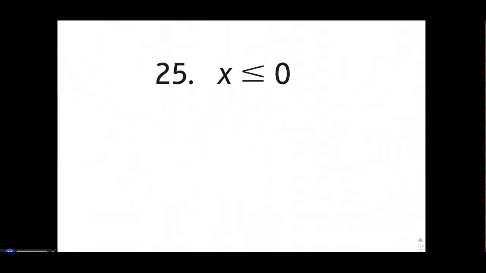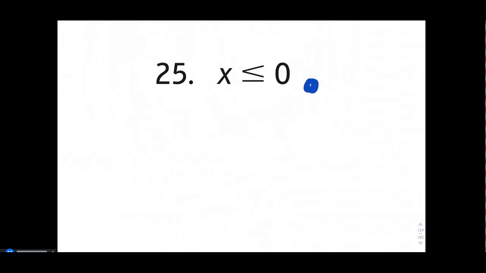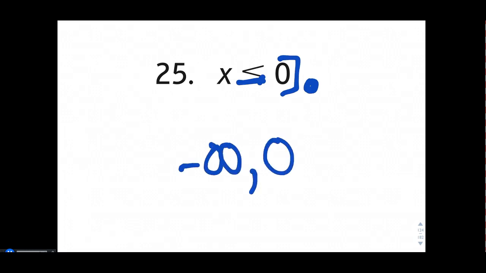So right here I have 25. 25, is this going to be an open dot or a closed dot? Closed. Why? Because of that equal sign. Does this mean that I get a bracket or a parenthesis? A bracket. Okay, so I'm going to get a bracket on 0. Does it go on and on forever to infinity or to negative infinity? Okay, so since negative infinity is smaller than 0, I put the negative infinity first.